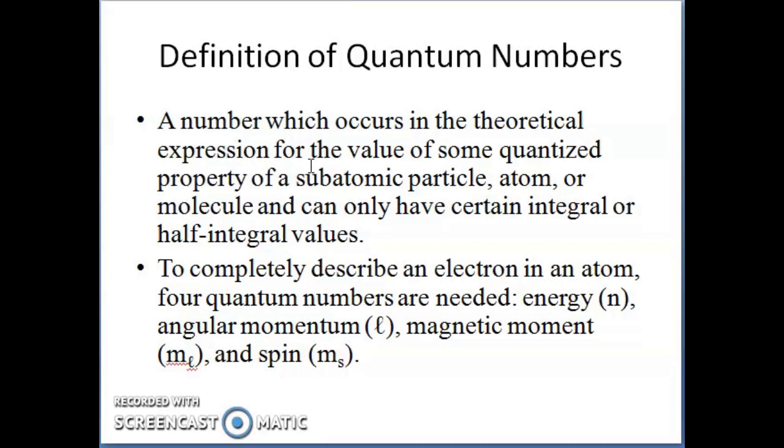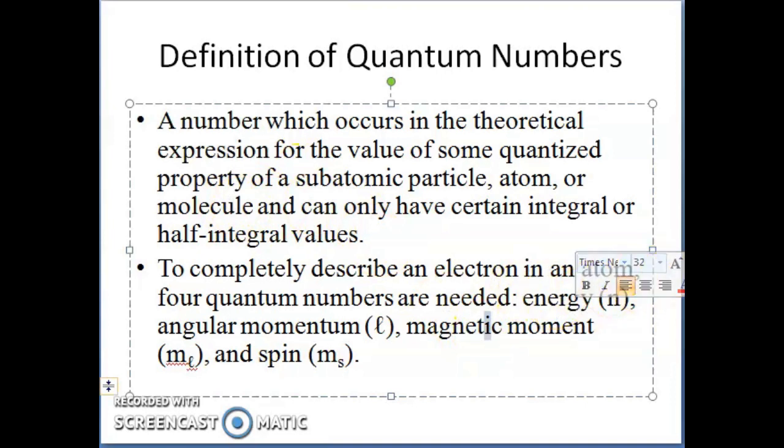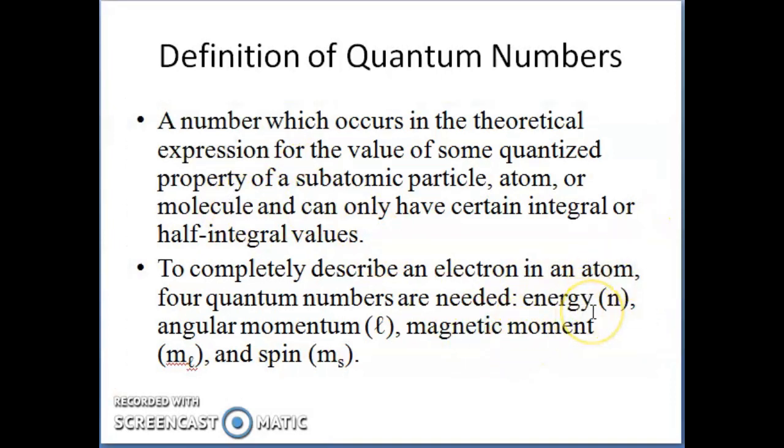But when we try to describe an electron in an atom, we use 4 quantum numbers. They are the principal quantum number, or energy, that is n; second, the angular quantum number, denoted by the symbol l, which we also call the azimuthal quantum number; third, the magnetic quantum number; and the fourth is the spin quantum number.